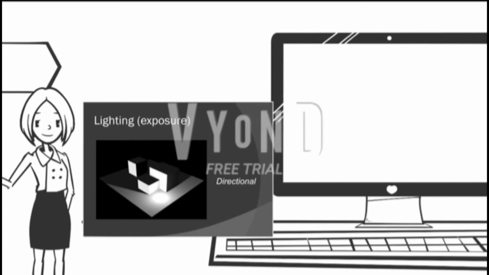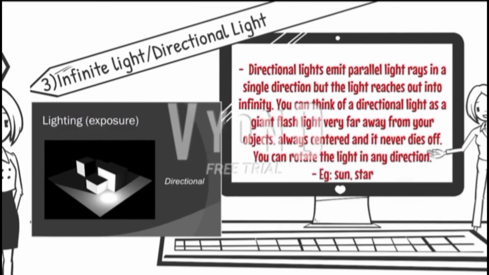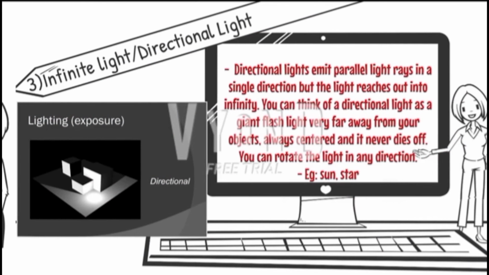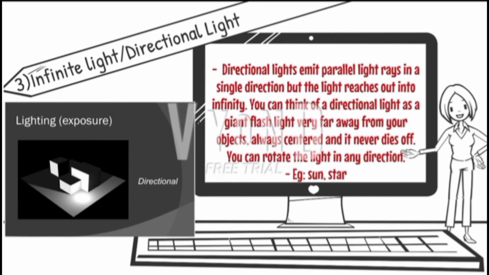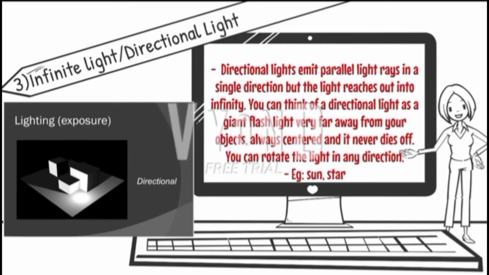Okay, third, infinite light or directional light. Directional light emits parallel light rays in a single direction, but the light reaches out into infinity. You can think of a directional light as a giant flashlight very far away from your object, always centered, and it never dies off. You can rotate the light in any direction. For example, sun and star.